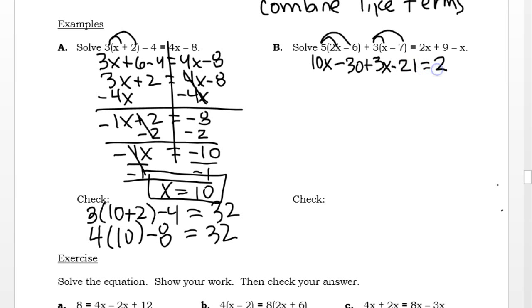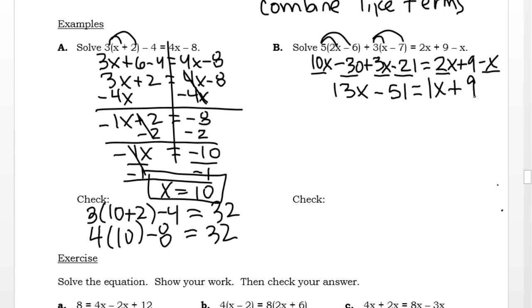On the right, 2x plus 9 minus x. I won't change anything in that step yet. That's just my distributive step. Next, I'll combine like terms. So to do that, I'm going to put my x's together. On the left, I have 10x and 3x. That becomes 13x. I have negative 30 and negative 21. That becomes negative 51. On the right, 2x minus x is 1x. It's not customary to write the 1. Normally we just write x, but I'll keep them both there. And the 9 has nothing to combine with.